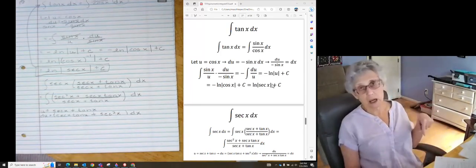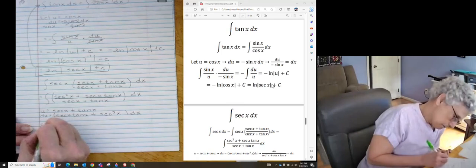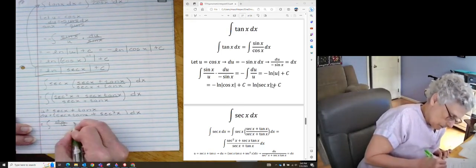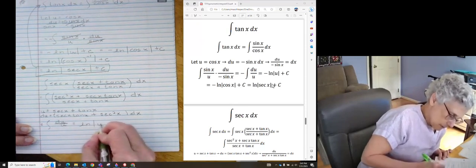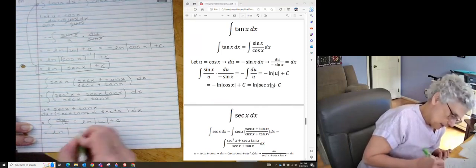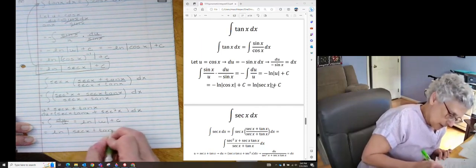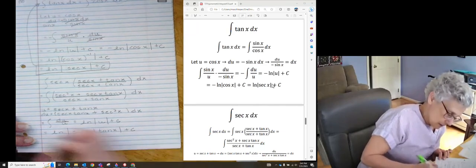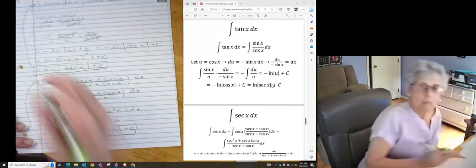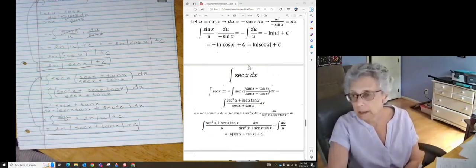And look at that. We just happen to have the integral of du over u yet again. Natural log, absolute value of u. So it's the natural log of the absolute value of secant of x plus tangent of x. Again, memorize that. You'll be glad you did in the next section.